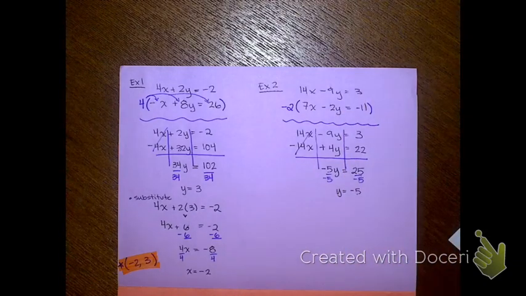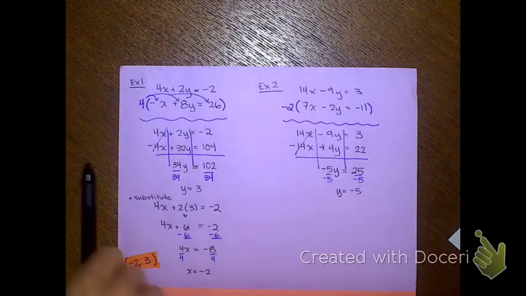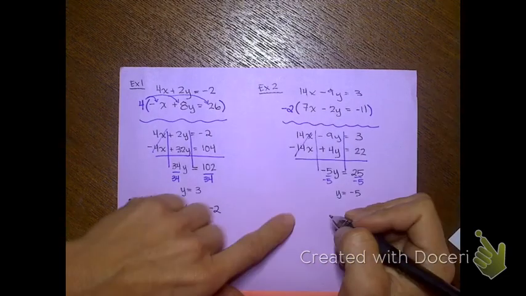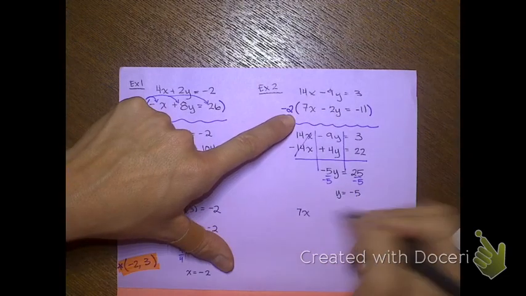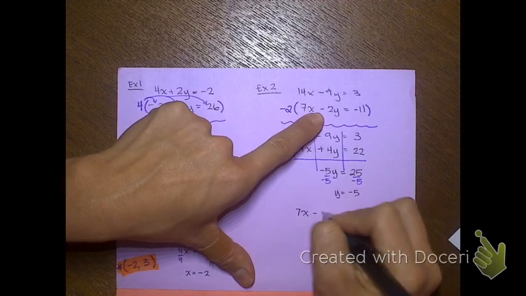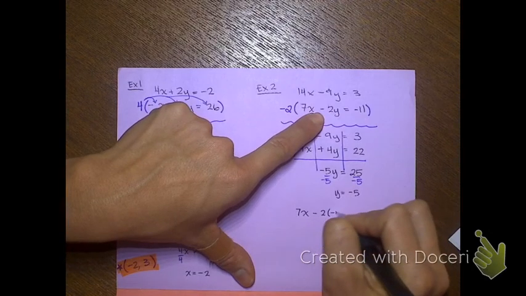Which one would you guys like, the top or the bottom? Which one do you like the numbers better? You want to multiply by 9 or by 2? I kind of like the bottom. Okay, since you guys don't care, we're going to use the bottom. So 7x minus 2 times negative 5.